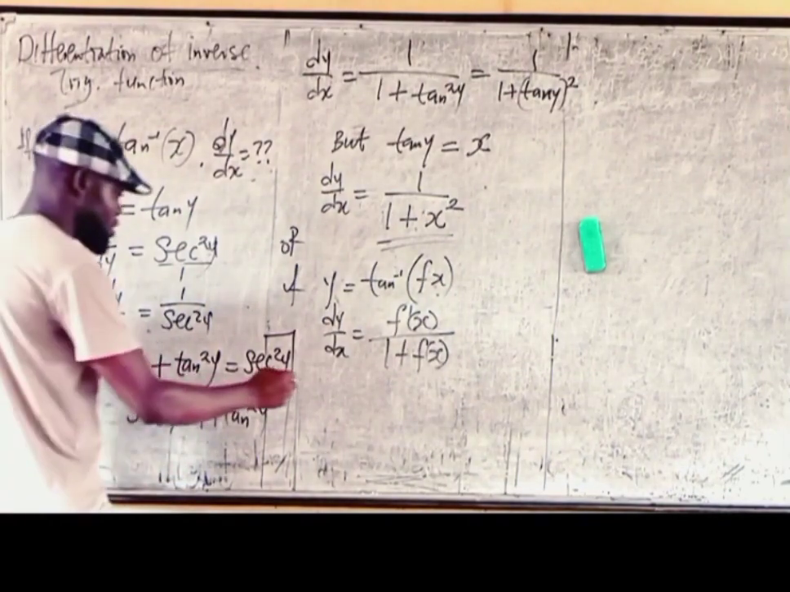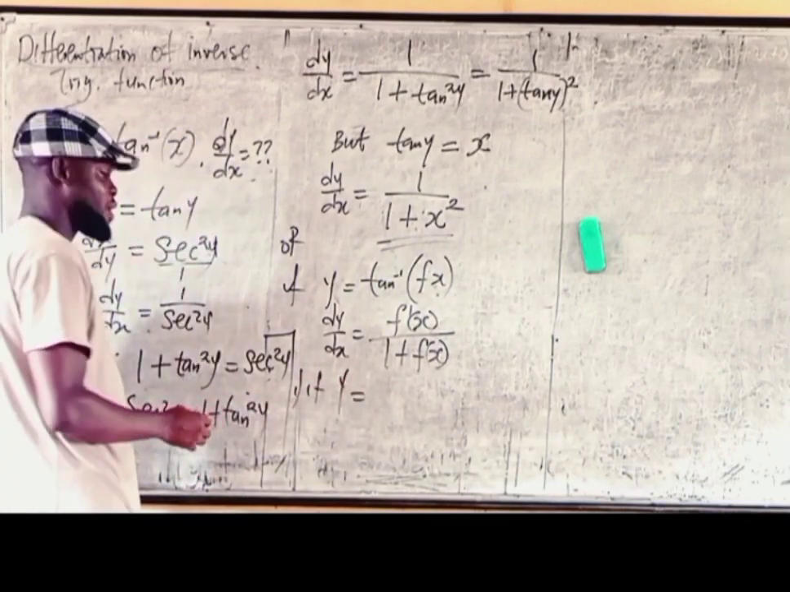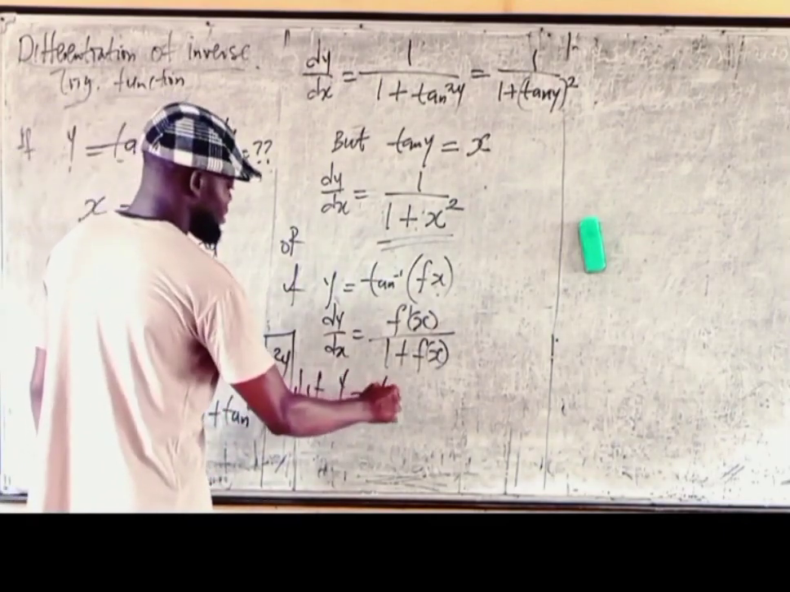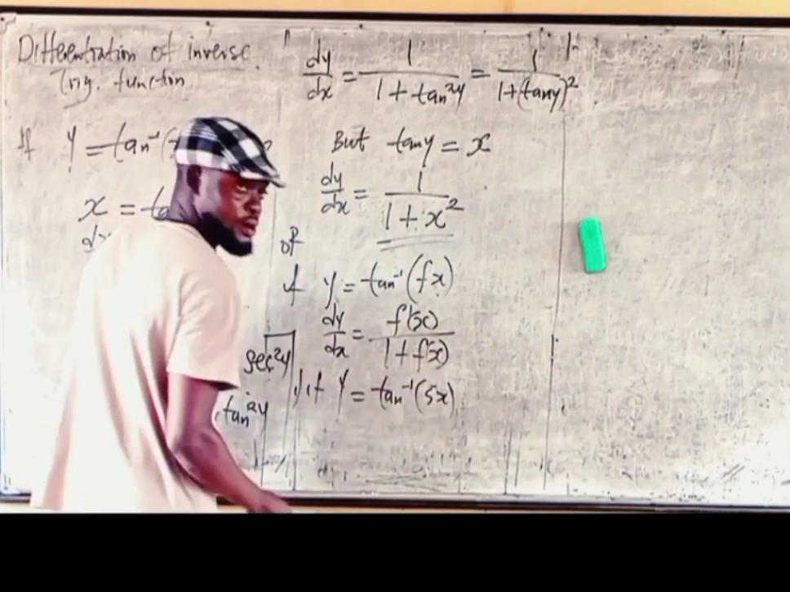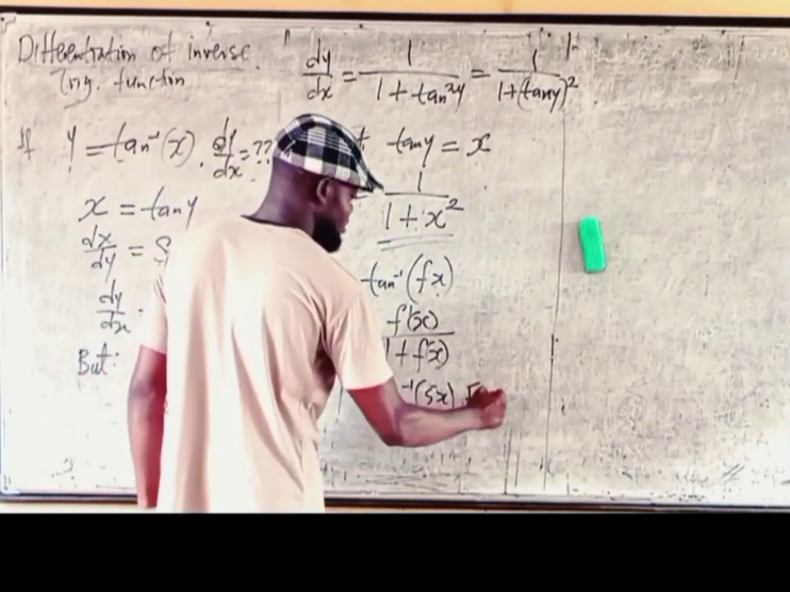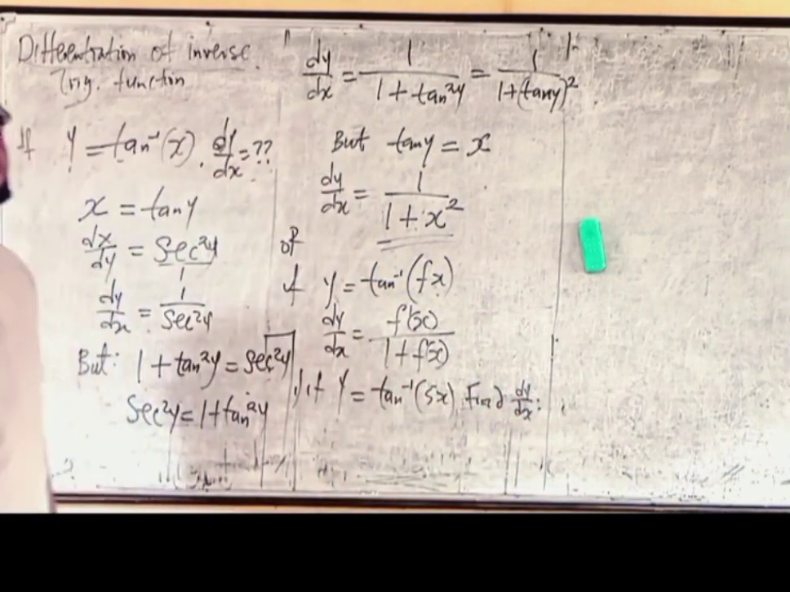Okay, number 1, if y is equal to, let's say, tan inverse of 5x, find dy over dx.